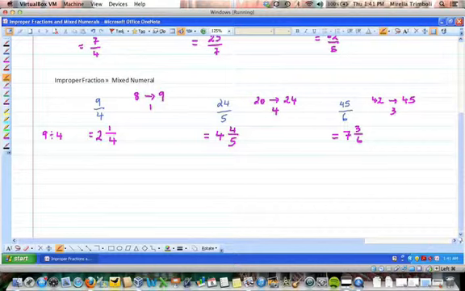Now in this last example, we can simplify the 3 over 6 further. The largest number that goes into both the numerator and the denominator is 3. So if we do that, we keep our 7, and 3 divided by 3 is 1, and 6 divided by 3 is 2. And that's our final answer. We'll be working on simplifying fractions in another video very soon.